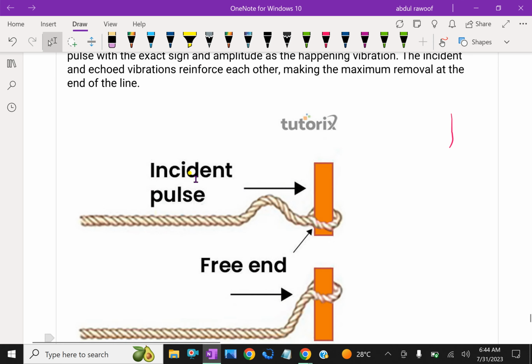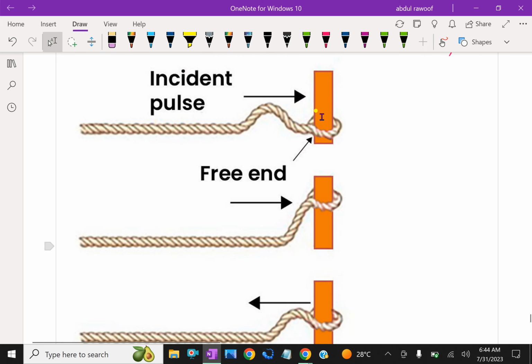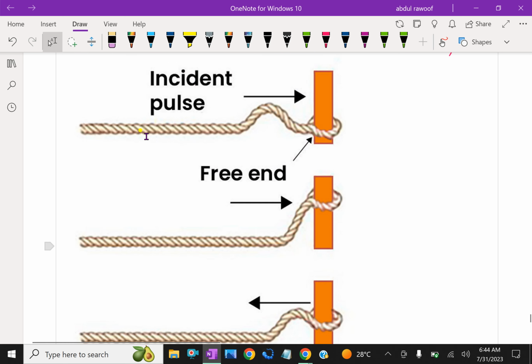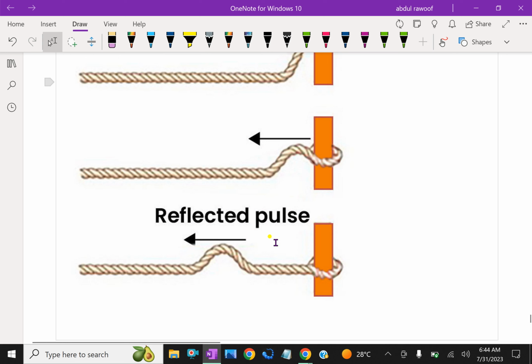Look at here, this fixed end is like a wall or pole. The rope is tied here, and this is called a free end. This is an incident pulse. Here, look at here. Then the reflected wave is shown here. The vibration goes like this and returns back here. Then the reflected pulse is formed like that.